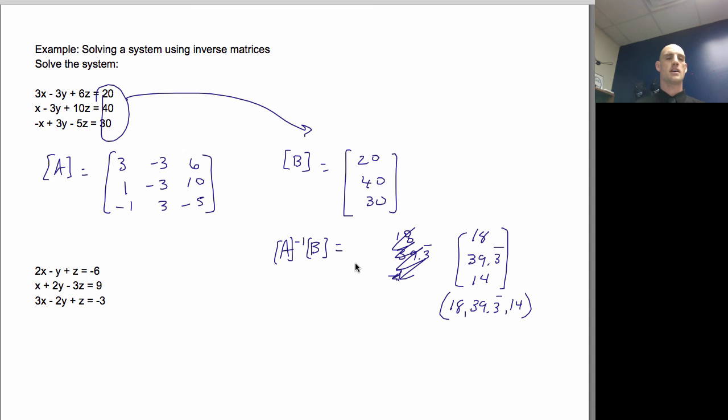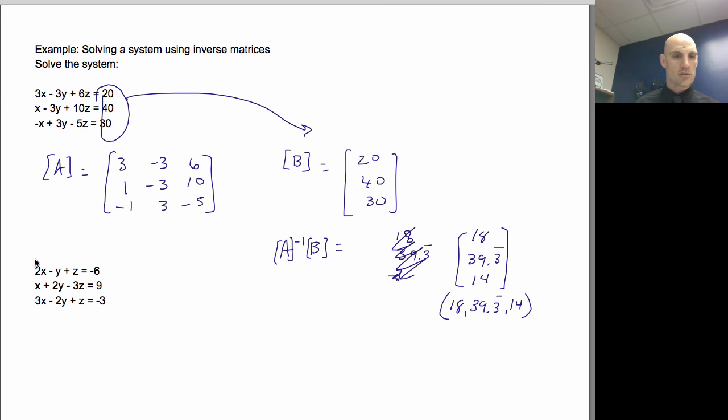That's as simple as it is. And so I might ask you on a quiz or a test to find the inverse by hand of A, if it's a 2 by 2, and then multiply it by B by hand, and you can find your solution. You can obviously check it by plugging back in. Or I might ask you to use your calculator, or I might just say solve using inverse matrices and show me the coefficient matrix or the answer matrix, those sorts of things.